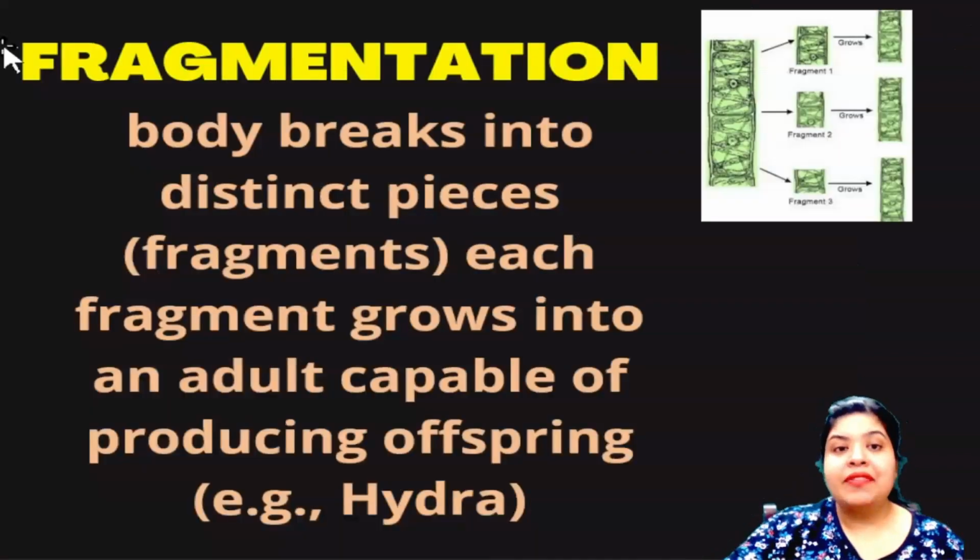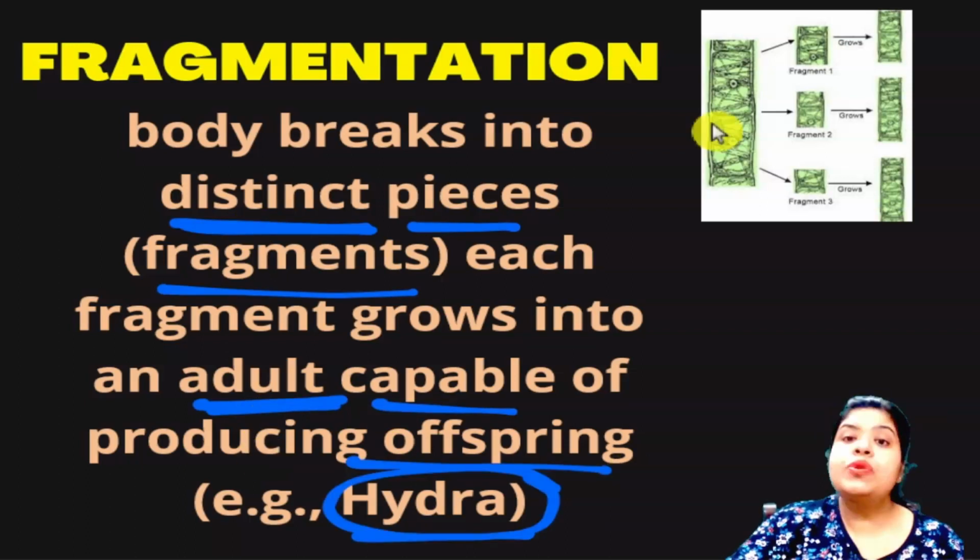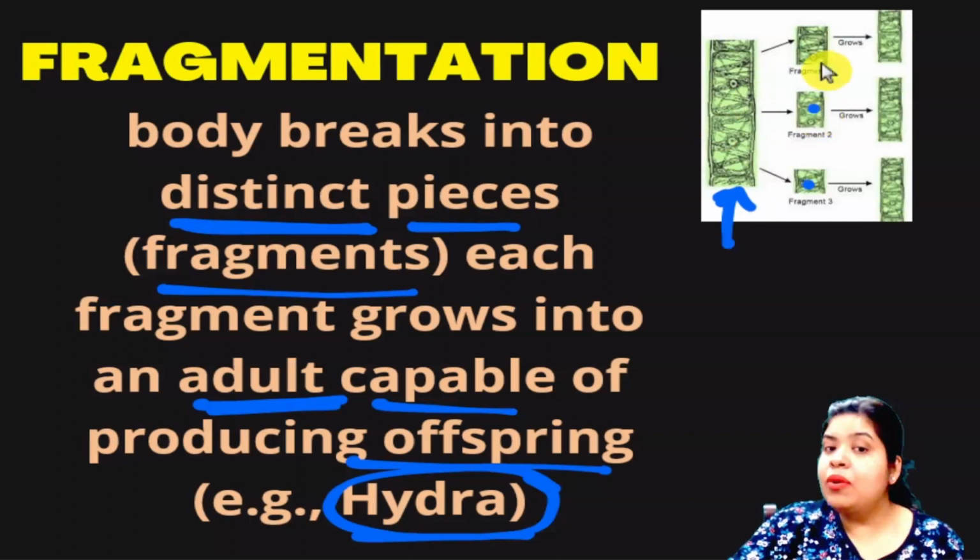Now next is fragmentation. What is fragmentation? The body is breaking down into distinct pieces or fragments, and each fragment grows into an adult which is capable of producing the offspring, for example in Hydra, and also it is seen in Spirogyra. Okay. So here you can see in Spirogyra, this is the body which is broken down into smaller fragments here, and each of these fragments is capable of growing into an adult individual. Okay, so from one we got here three Spirogyras.